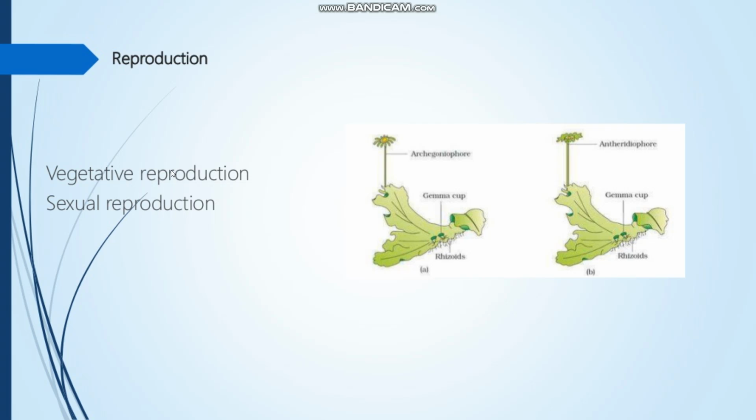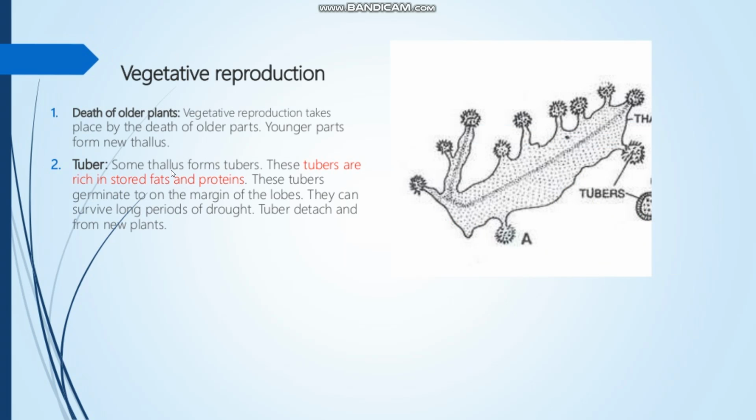Reproduction in Anthoceros is performed by vegetative reproduction and sexual reproduction. First, vegetative reproduction. The first method is death of the older plant: vegetative reproduction takes place by the death of the older plant, and the younger parts form a new thallus.